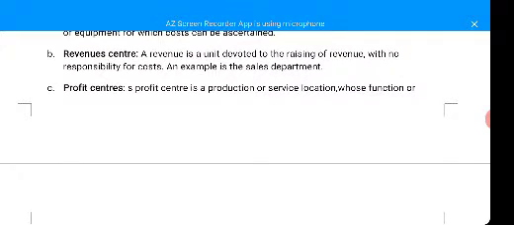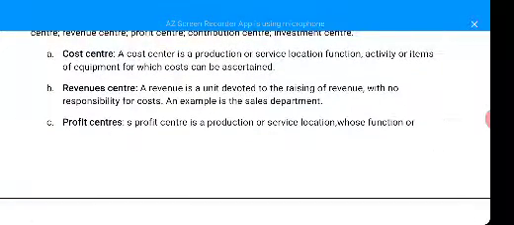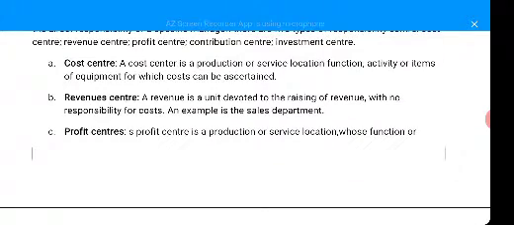Revenue center. A revenue center is a unit devoted to raising revenue with no responsibility for cost. For example, the sales department. What they always bring in is revenue. Their major aim is to sell, to bring sales to the company. Bringing in sales means bringing in revenue.